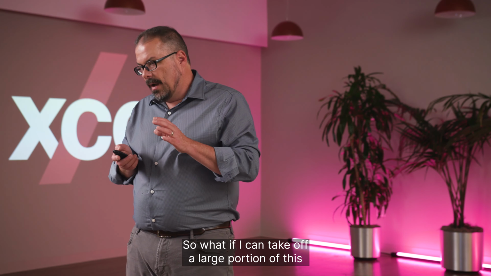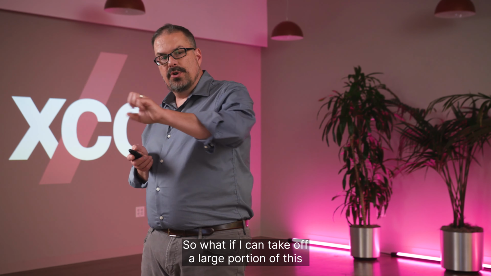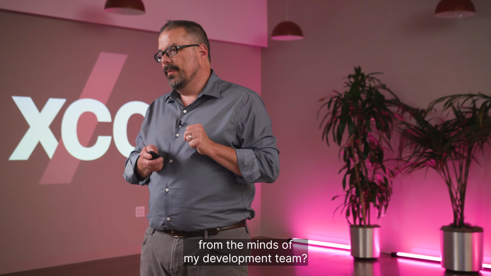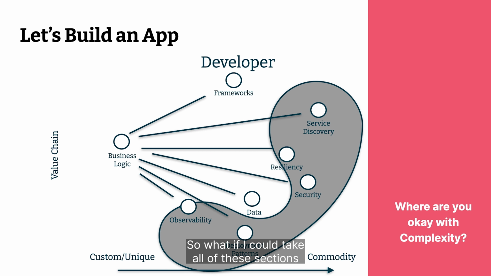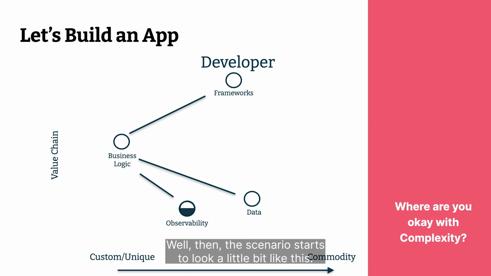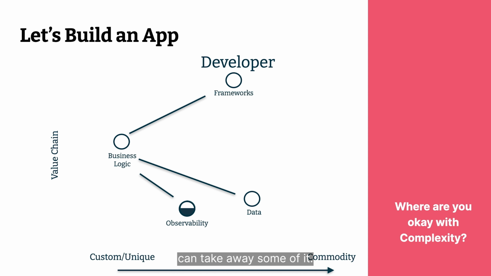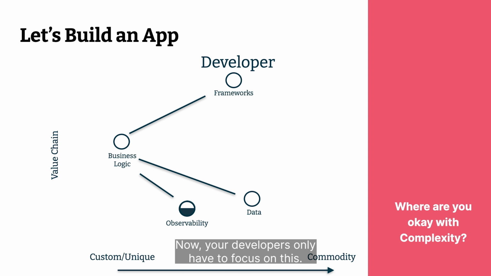So what if I can take off a large portion of this from the minds of my development team? So what if I could take all of these sections and remove it out of the concerns of the things that the individual development teams need to worry about? Well, then the scenario starts to look a little bit like this. And you can see observability there is halfway marked off because, again, you can take away some of it, but you still need to pay attention to make sure you're instrumenting your apps well. Now your developers only have to focus on this.